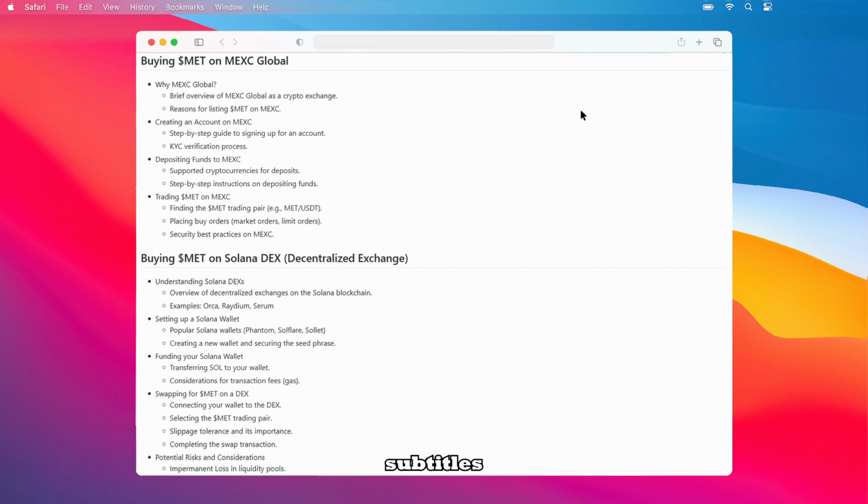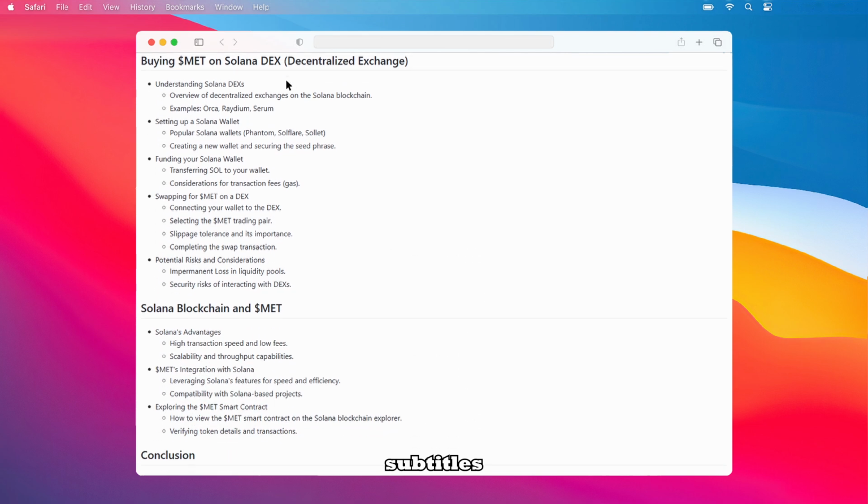Next, you need to fund your Solana wallet by transferring SOL into it, keeping in mind the transaction fees, or gas, associated with Solana transactions. Once your wallet is funded, you can swap for $MET on a DEX. You'll need to connect your wallet to the DEX, select the $MET trading pair, and carefully consider your slippage tolerance, which is an important factor when trading volatile assets. Finally, you can complete the swap transaction to acquire $MET.